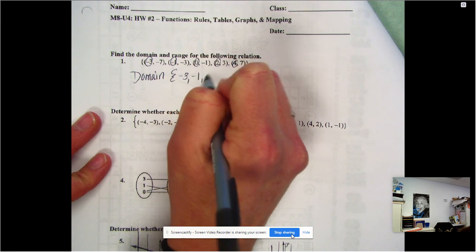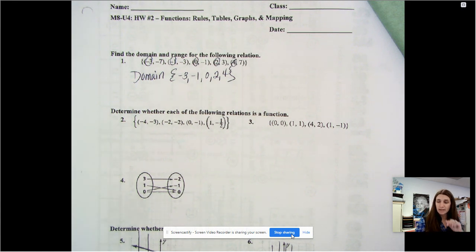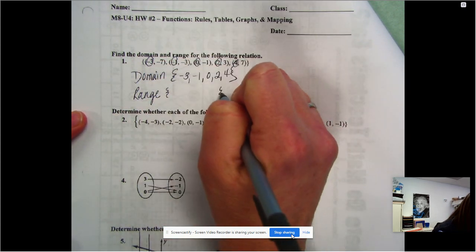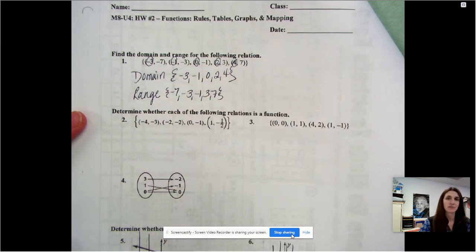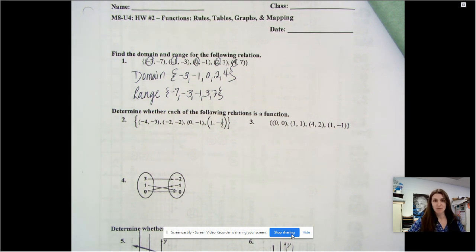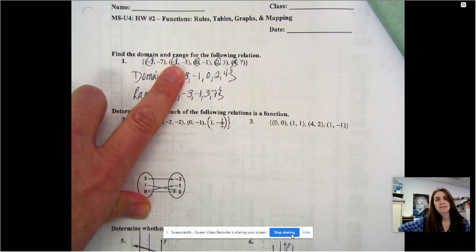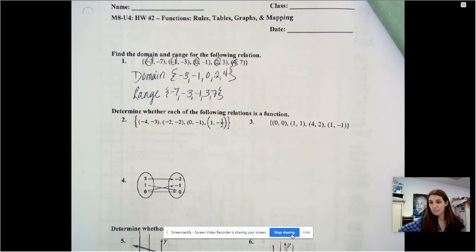And again, we want to list those in order because we're mathematicians and we like order. And we use those curly brackets again, or as they called them in the first lesson, braces. Then our range will be our list of y values: -7, -3, -1, 3, 7. Oh, that worked out nicely that they were already in the order that we needed them to be in. Since in these ordered pairs we had no x value repeat, no input repeated, it is a function because every input had only one output.